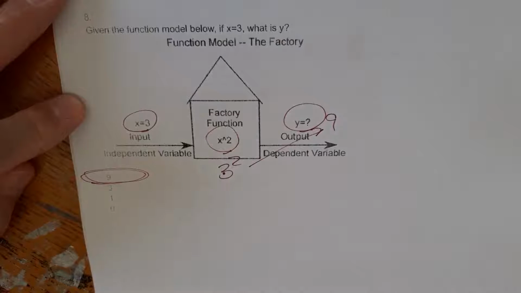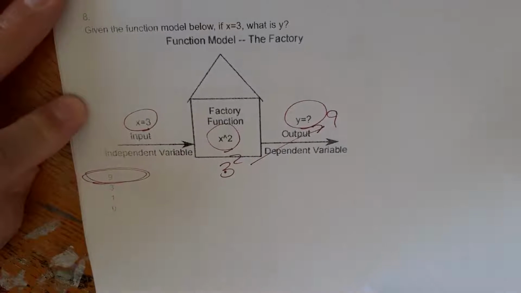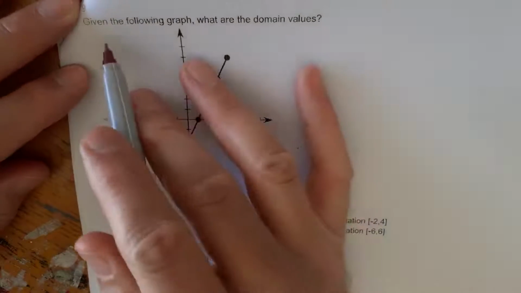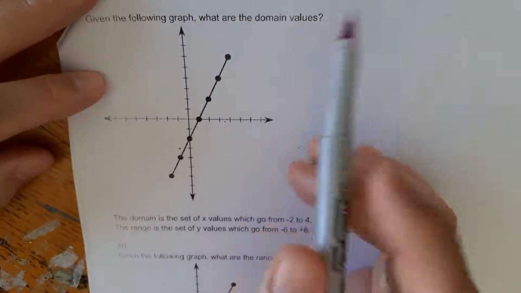It's a lot of big vocabulary with a simple idea: we're just putting something in, doing work on it, and putting something out. A result. And the result is dependent on what happens in the factory and what was selected as the input. Right? Given the following graph, what are the domain values?